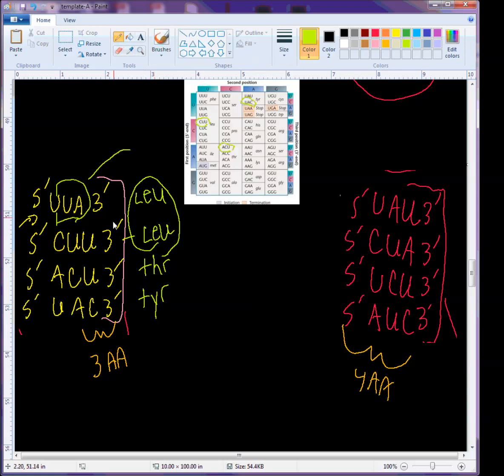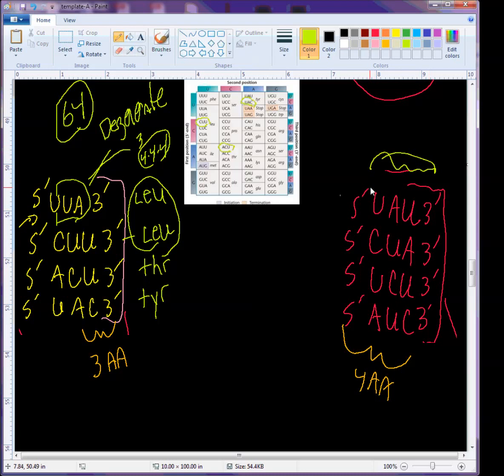So how can there be 2 codons that both code for leucine? Well, that's because the code is degenerate, right? More than one codon can code for the same amino acid, and that makes sense because there are 64 possible codons. When codons are 3 letters long and there are 4 possible bases at each position, that would be 4 times 4 times 4, 64 possible codons, but there are only 20 amino acids that the codons need to code for.